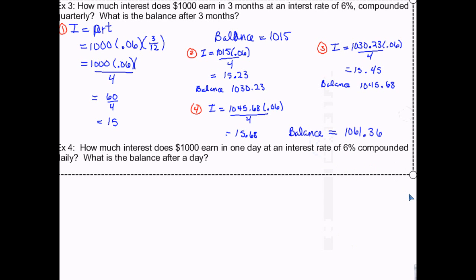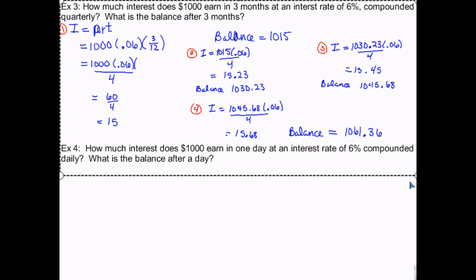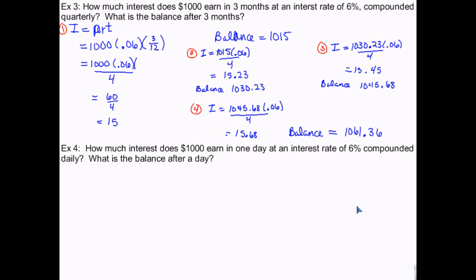And no, it's not a huge difference, but it's $1.36. And these $1.36s add up. So if you had $10,000 in there instead of $1,000, it would be $13 extra. So compounding really adds up, and then that goes into the next year, and then it grows even faster. This is just 1 year. In that 1 year, it made that much difference, and that was just compounding quarterly.